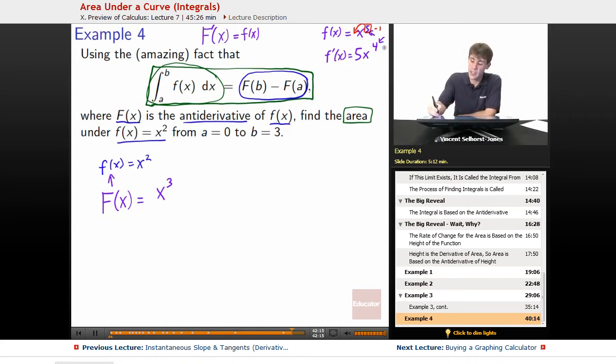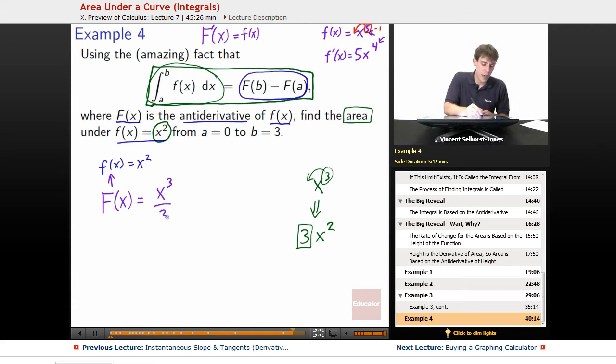However, if we worked this out with x cubed, taking the derivative we'd bring the 3 down and get 3 times x to the 3 minus 1, or 3x squared. But there's a problem here. It's not 3x squared, it's just plain x squared. So how can we get rid of this 3 coefficient at the front? We just divide the whole thing by 3, and now we have the antiderivative.